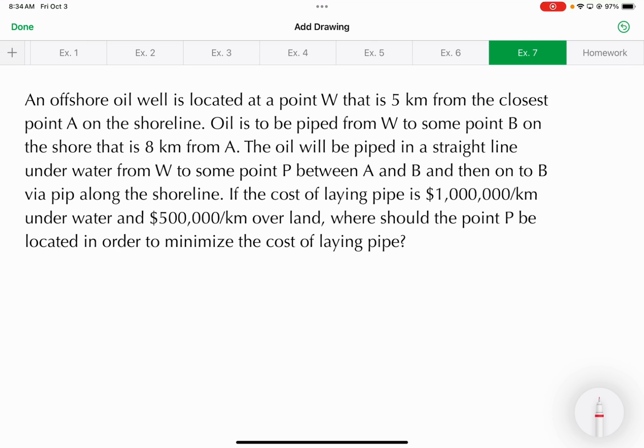An offshore well is located at a point W that is 5 kilometers from the closest point A on the shoreline. Oil is to be piped from W to some point B on the shore that is 8 kilometers from A. The oil will be piped in a straight line underwater from W to some point P between A and B, and then on to B via pipe along the shoreline. If the cost of laying pipe is $1 million per kilometer underwater and $500,000 per kilometer over land, where should the point P be located in order to minimize the cost of laying down the pipe?